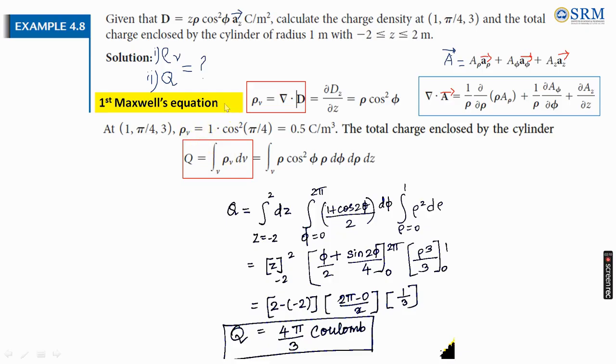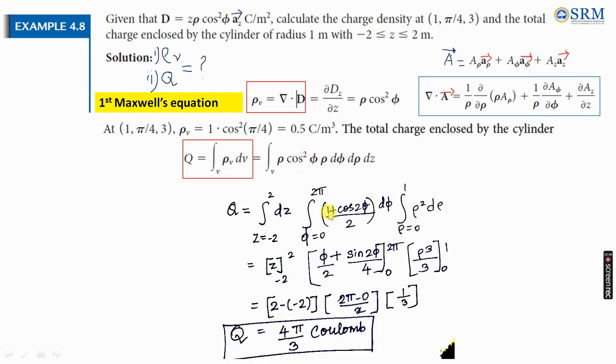Since we know the volume charge density, if I integrate over a volume, over the cylindrical volume, I will get the total charge. So how will I write the volume integral dV in cylinder? rho V is given, rho cos square phi, which we have computed. Now for d rho it is not a problem, but for d phi, rho has to be added, and dz will be there. So rearranging, dz, and we are integrating z from minus 2 to plus 2, and we are integrating this cos square phi.